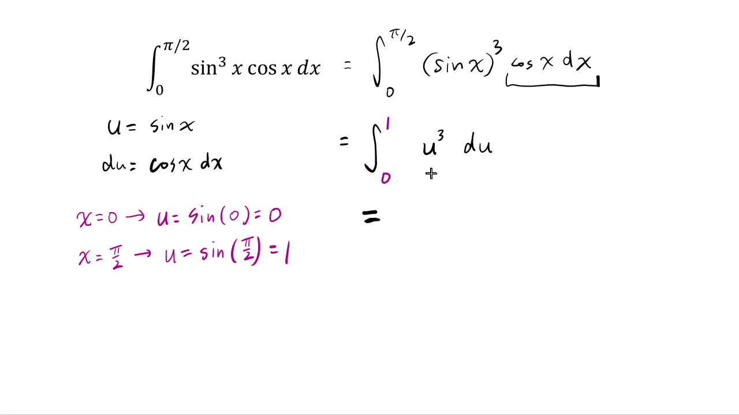Okay. Now the integral of u cubed, well, that's a power rule. You add 1 to 3, so 3 plus 1 is 4. You put the reciprocal of 4, which is 1/4, and you plug in 1 and 0. When you plug in 1, it's just 1. When you plug in 0, it's 0, so it's equal to 1/4.